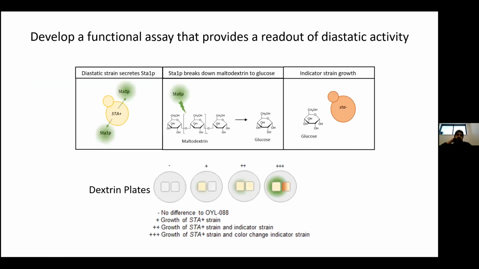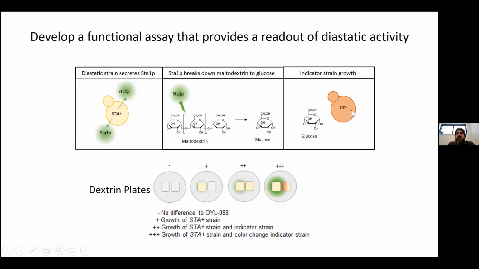Our goal with this was to develop an assay that provides a readout of diastatic activity. So it gives you some tests that you can do yourself that will tell you whether a diastatic yeast you have is one that you have to worry about, one that has a lot of diastatic activity. And this is what we think is kind of a clever assay.